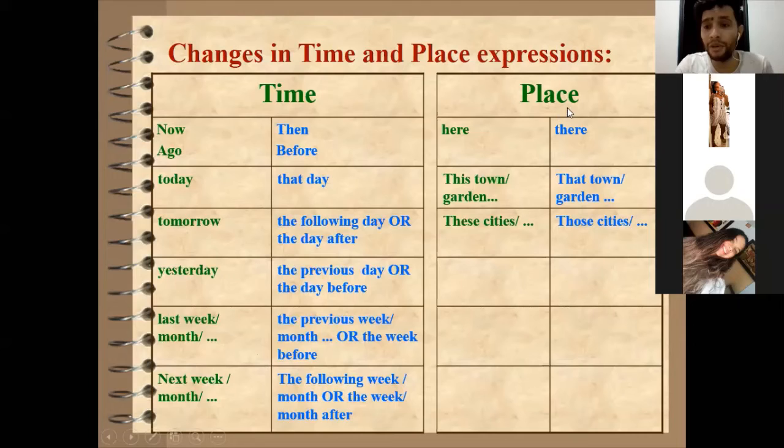Now, the changes that we use in place are these. They are so few, as you can see. Here becomes there. I have to be here today. Johan said that he had to be there today, right? This becomes that, and these becomes those. So these are the changes in place, guys.